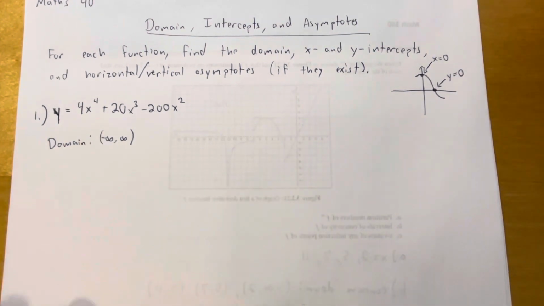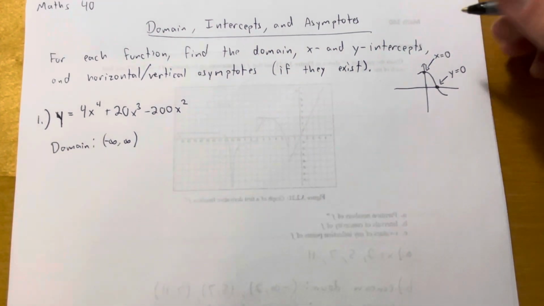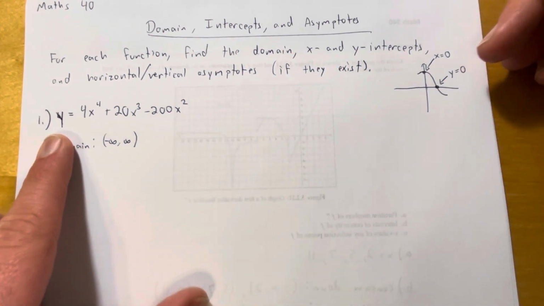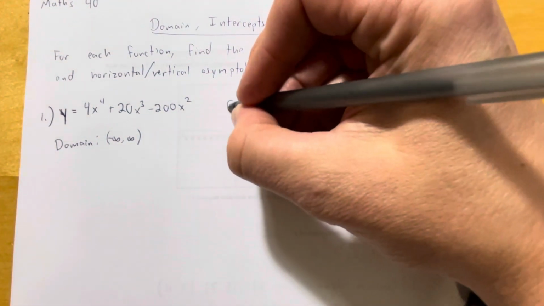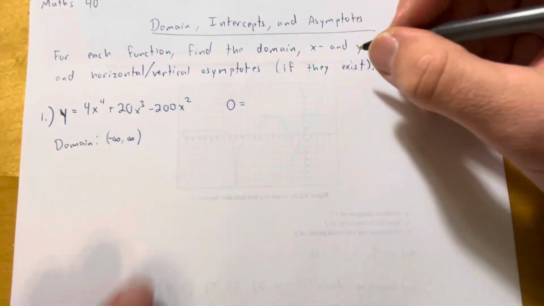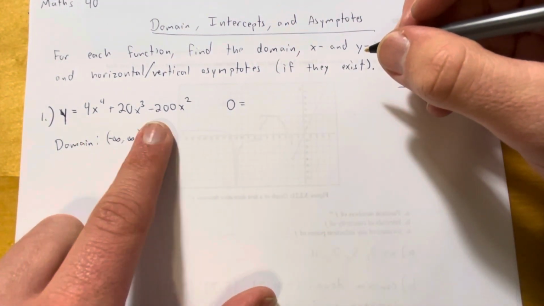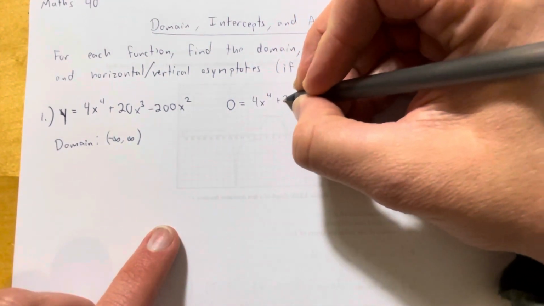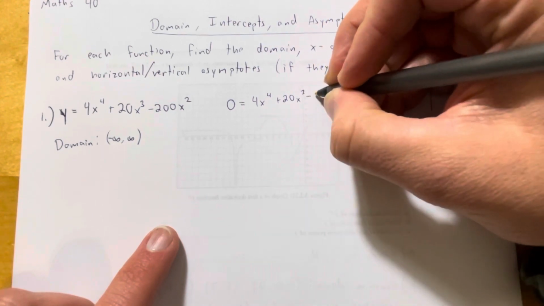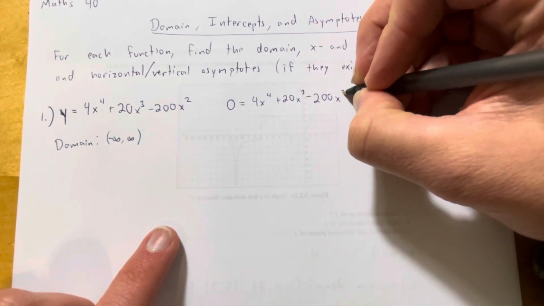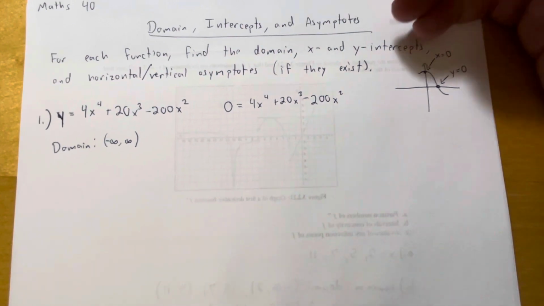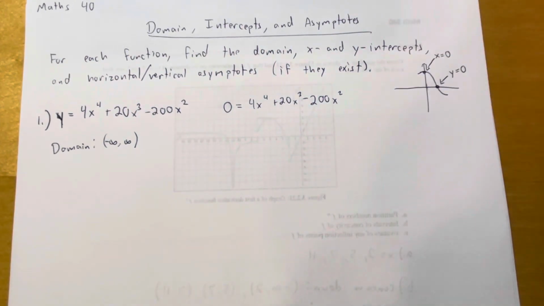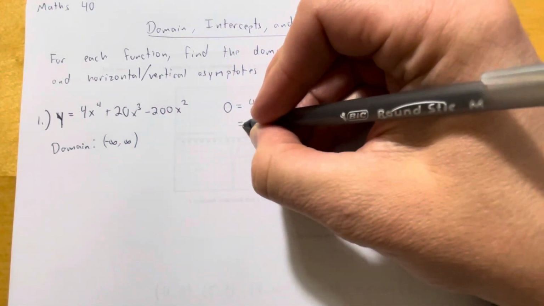This is the function I'm given. If I want to find my x-intercept, I would set y equal to 0. So let's try that. If I set y equal to 0, then 0 is equal to this polynomial, 4x to the 4th plus 20x cubed minus 200x squared. And now it's solving a polynomial equation. Okay, so as you know, the best way to solve a polynomial equation is to factor the polynomial if that's a possibility and then solve using the zero product property.